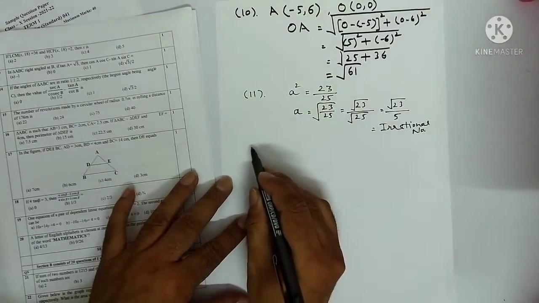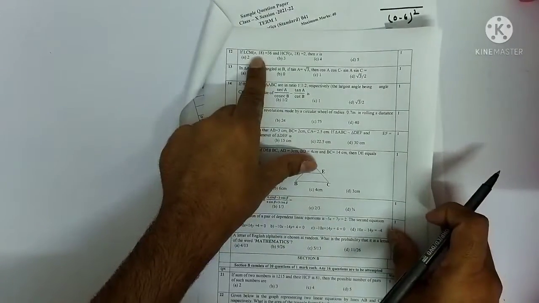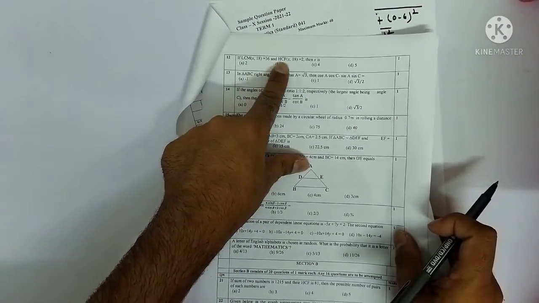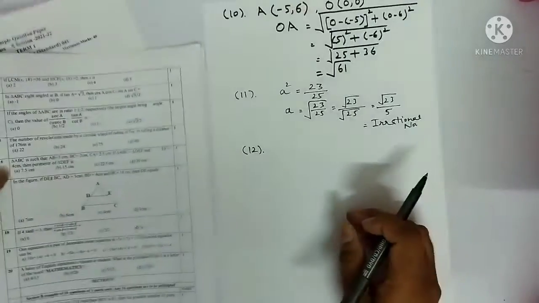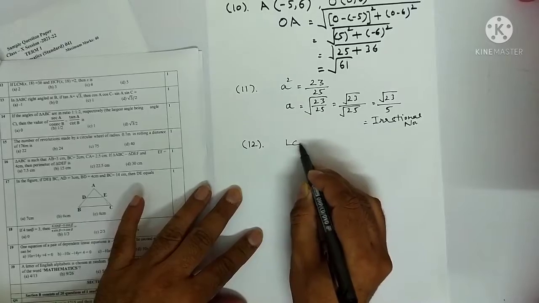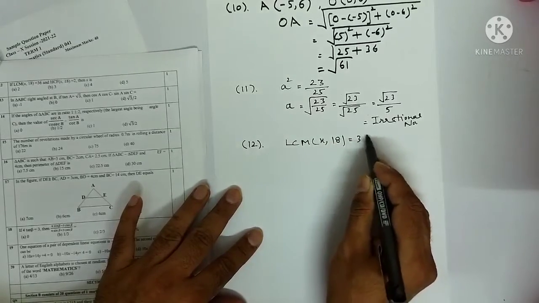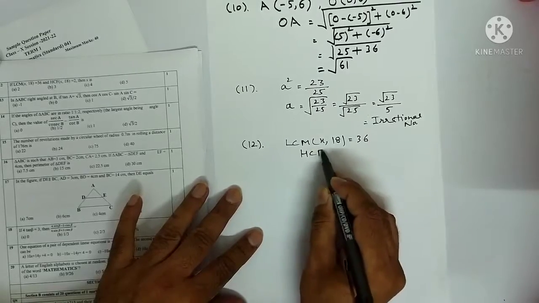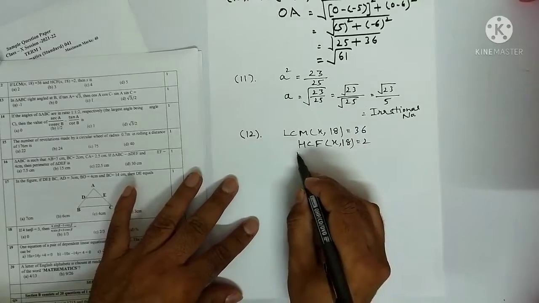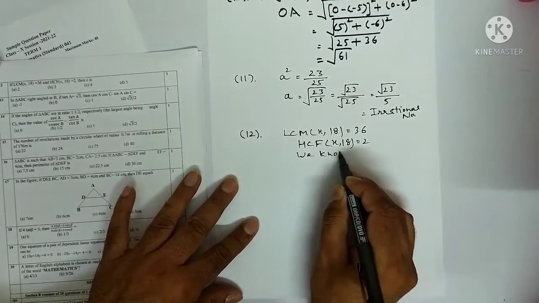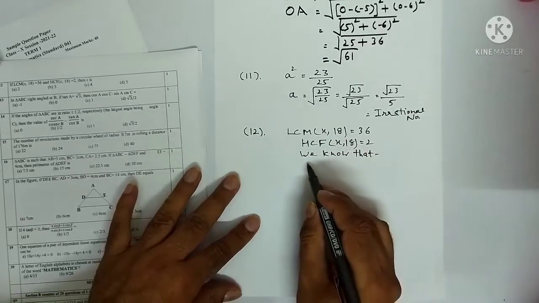Next question is question number 12. LCM of x comma 18 is 36 and HCF of x comma 18 is 2. We need to find x. So I am writing here LCM of x comma 18 is 36, and HCF of both these numbers x comma 18 is 2. You know the property. We know that the two numbers here are x and 18.